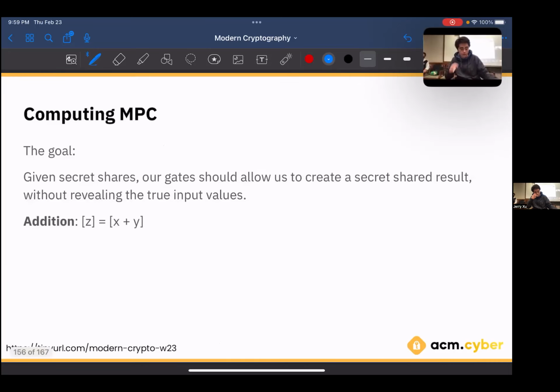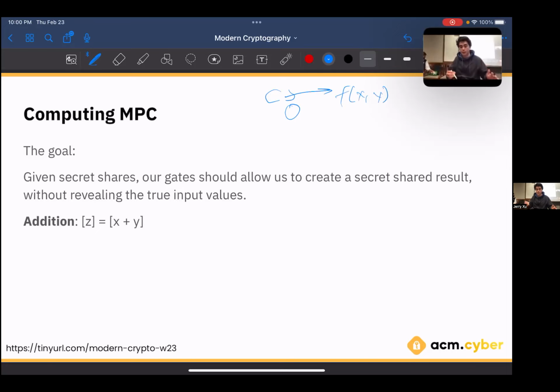All right. So the goal is we're going to start with secret shares and we're going to make more secret shares all the way to the top. And then our final answer is going to be a secret share. And both players will reveal their secrets to each other and then end up with the answer.